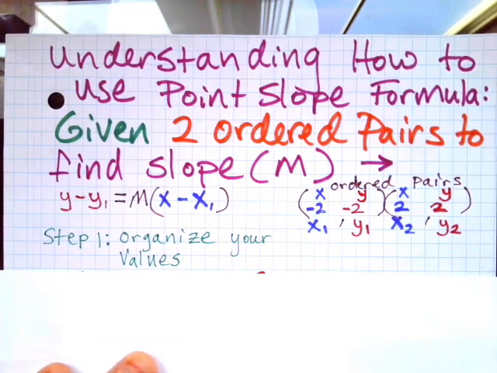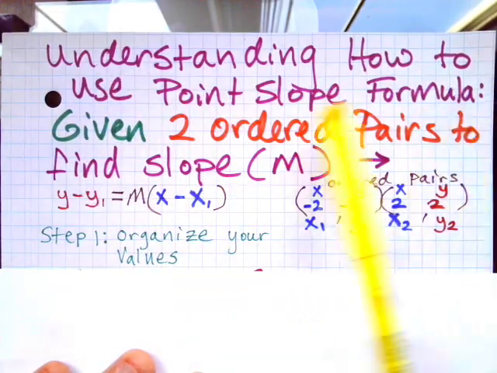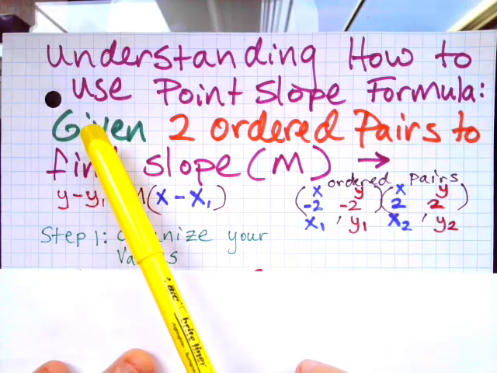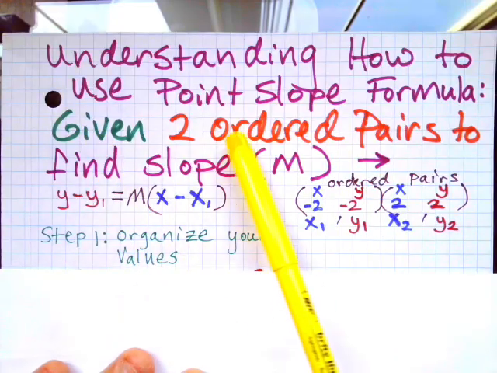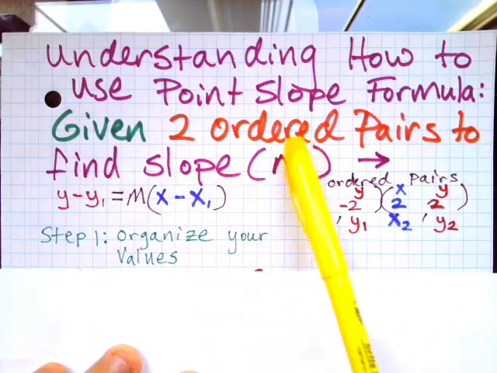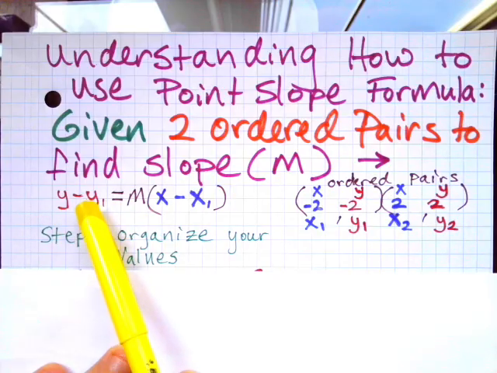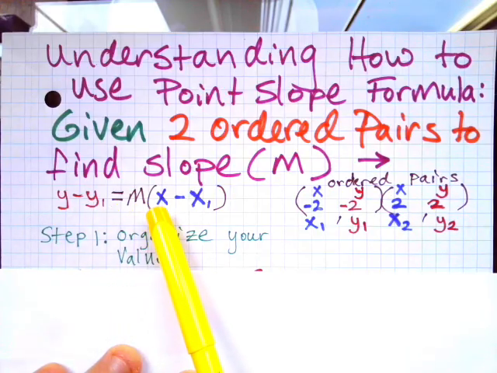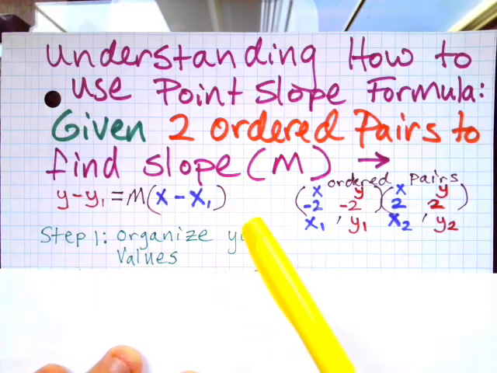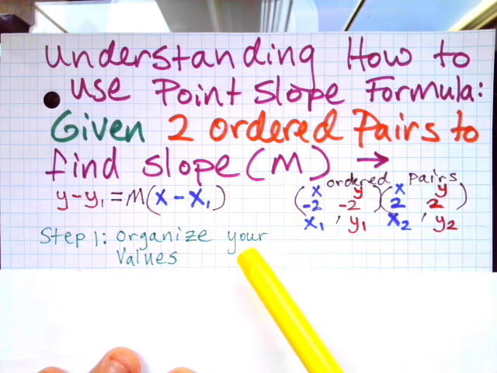Math is easy. Take it step by step. Here we're going to be understanding how to use point slope form in this video number 10, given two ordered pairs in order to find the slope m. So we'll be using the formula y minus y1 equals m times the quantity of x minus x1. Okay, this is your point slope form.